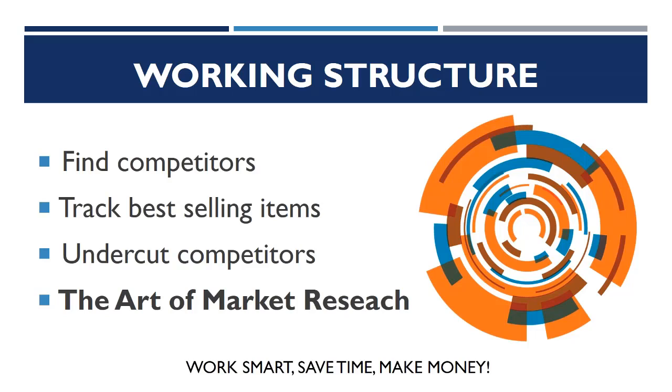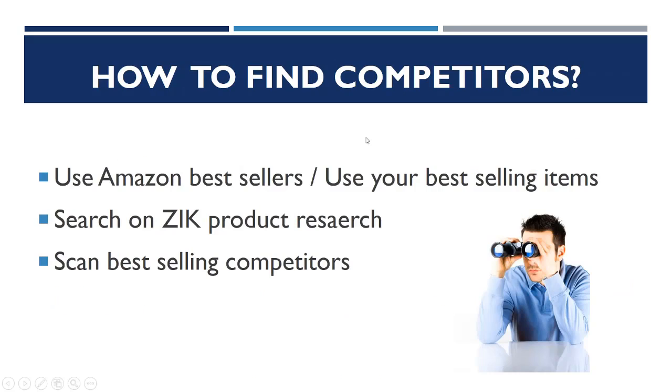Okay? Today we're going to understand why we undercut competitors, why we do market research, why we combine all these things together. But we want to save time, so we have to undercut competitors. We have to practice the art of market research, so we bring good products to our store. So it's very simple. The structure should be like this every time you enter Zik. Okay? You will work smart, you will save money, you will save time, you will make money. Okay? Very simple. So remember, you enter Zik Analytics, the first thing you want to do is to find competitors. And now we're going to see how we do it.